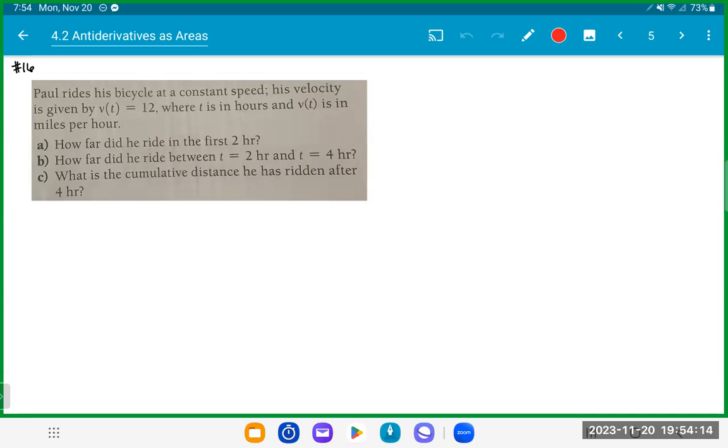So part A wants to know how far did he ride in the first 2 hours. Okay. And so for part A, we're just doing V of 2 hours. So that is 12 times 2 hours equals 24. So Paul rode 24 miles in the first 2 hours. Okay. So part B wants between 2 hours and 4 hours. Okay. So that would be the amount of time.